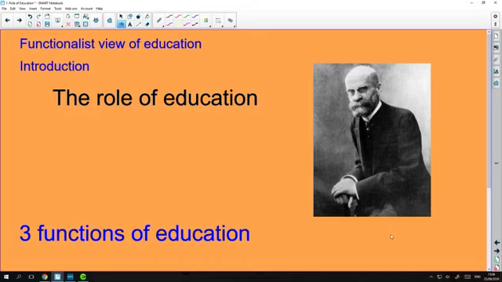Now in class, we've just had a discussion about what the role of education was from our opinion, and we talked about loads of different ideas. The whole point of this is saying, so what is the purpose of education? From a functionalist perspective, they have a very positive view of education. So I'll write that up here. They have a very positive view of education.